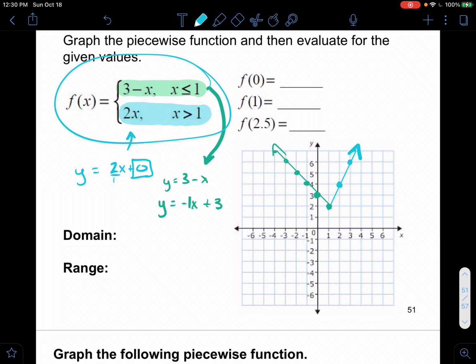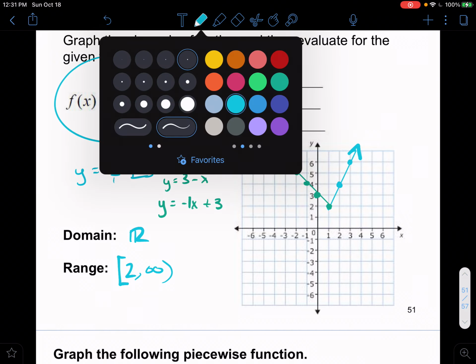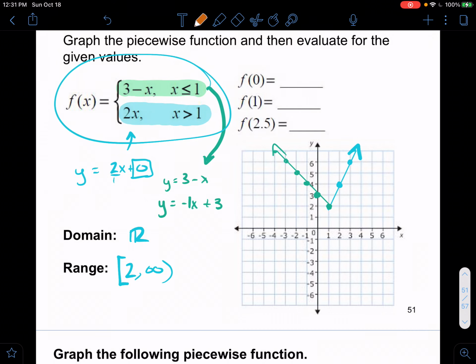Now, looking at this, we can still do our domain and range. Looking at our graph, we can see that our domain will be all real numbers. And then looking at our range, our smallest y value is 2, and it goes all the way up until infinity. So that's good. And then really the last part, this is what we do a lot with piecewise functions, is at some point we're going to ask you to evaluate them.